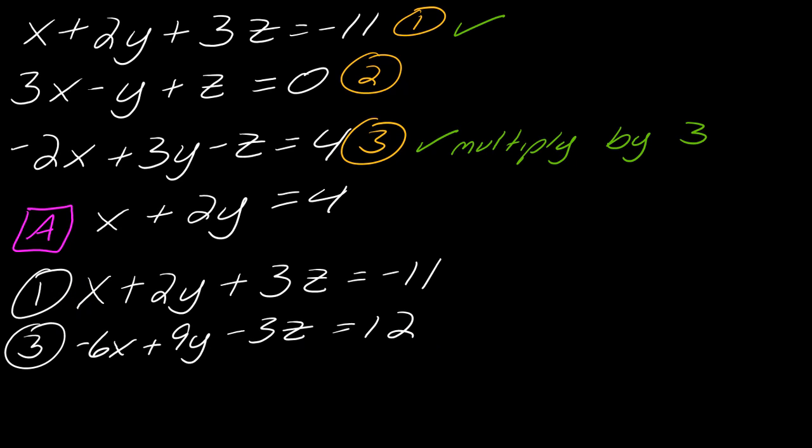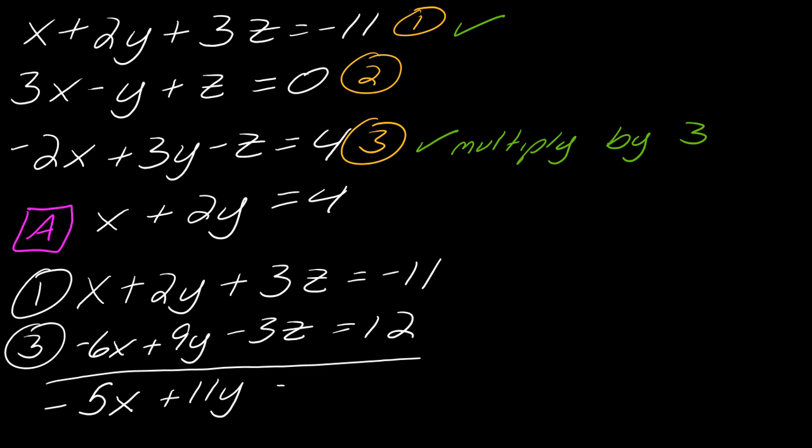Now I've got these all lined up, and now I can go ahead and do my elimination. So if I add these straight down, now I get x minus 6x is negative 5x, 2y plus 9y is 11y, my z's are going to drop out, and then negative 11 plus 12 will be 1. And so now here is my second equation. So I'm going to label this B. It's a terrible looking B. Let's see, I'm going to label this B like that.